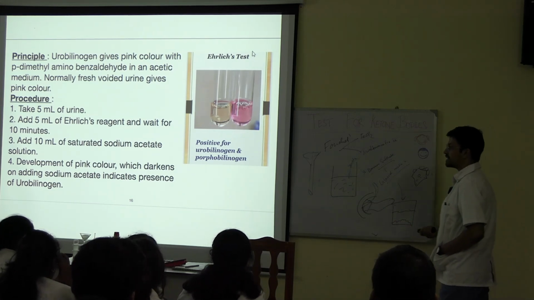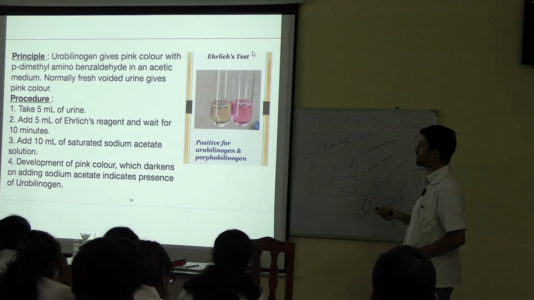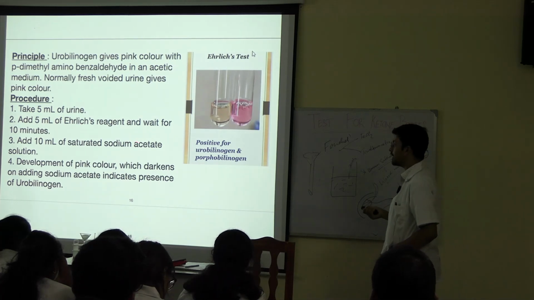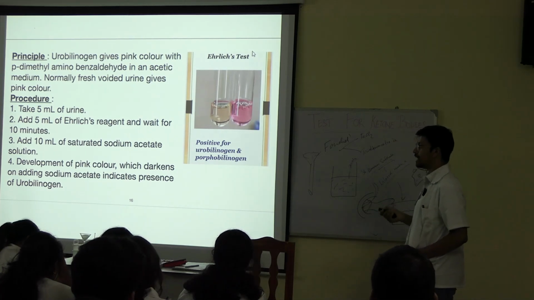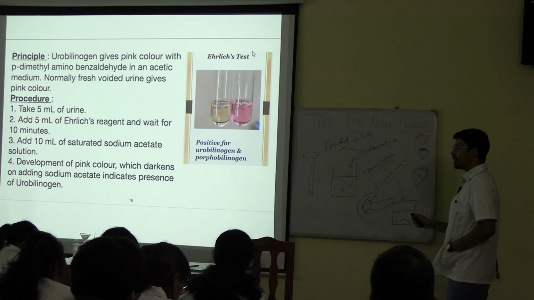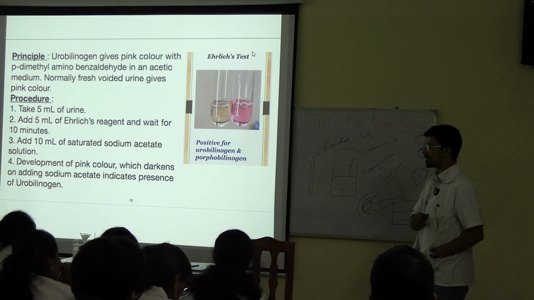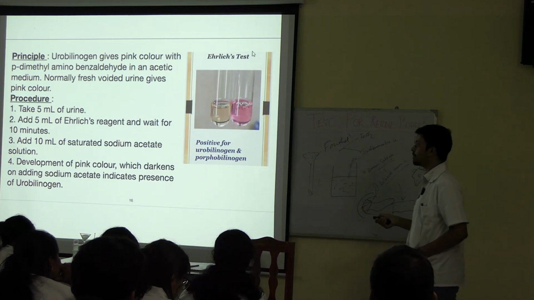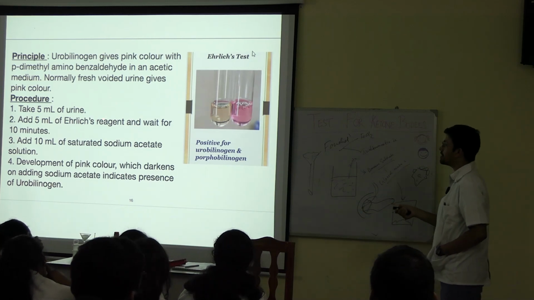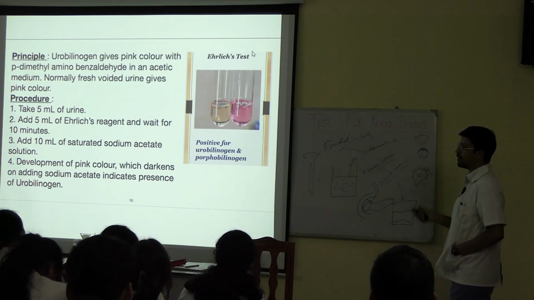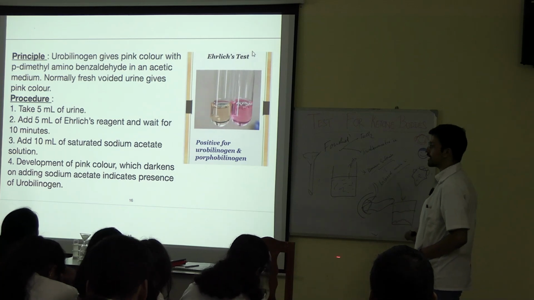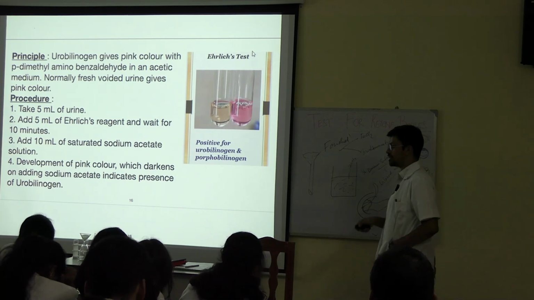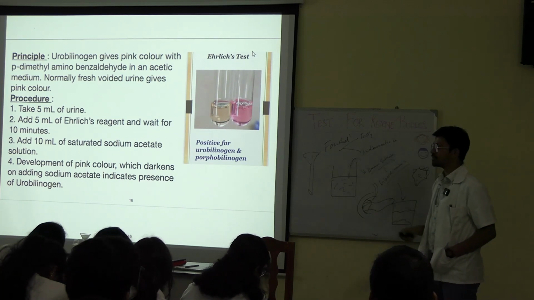That's all. Basically you have to take a sample of urine, add Ehrlich reagent into it, and then add sodium acetate into it. It will first turn pink, then ultimately turn darker. So in simple words, these are the three lines you have to remember. First take urine sample, add Ehrlich reagent, add sodium acetate. First it will be pink in color, then it will darken. If that sequence follows, then urobilinogen is present.